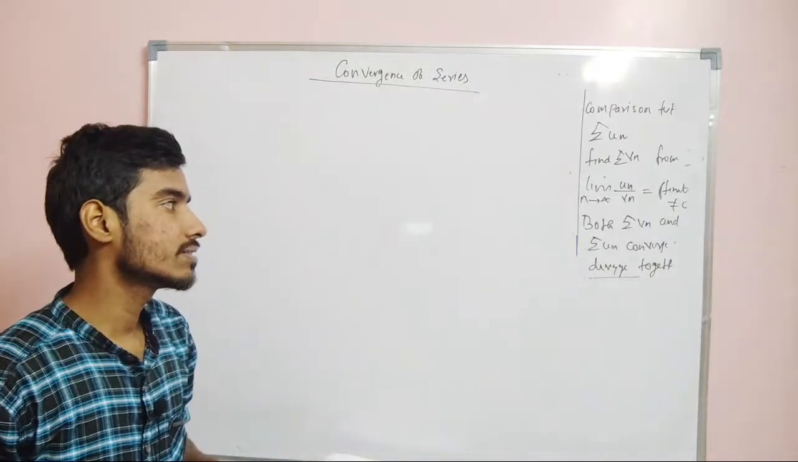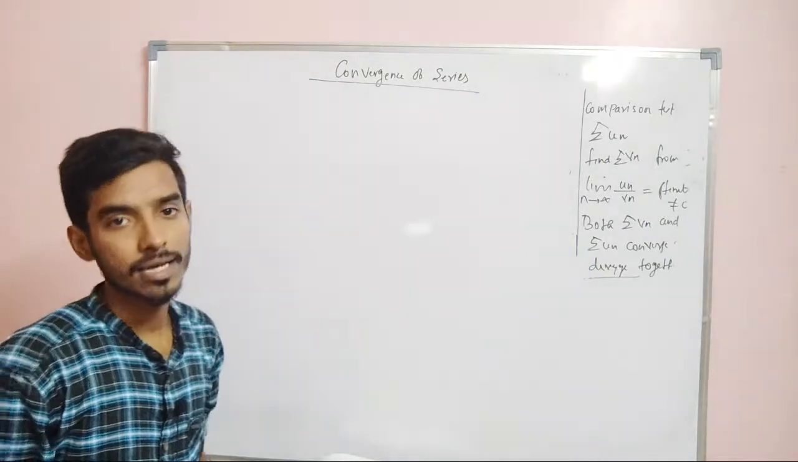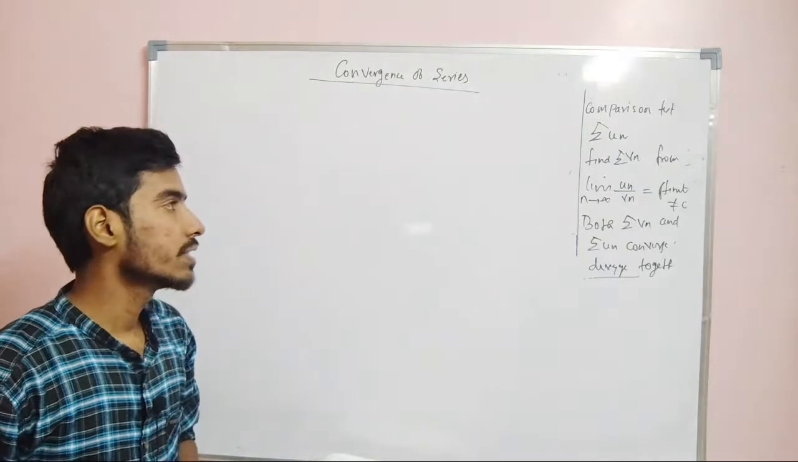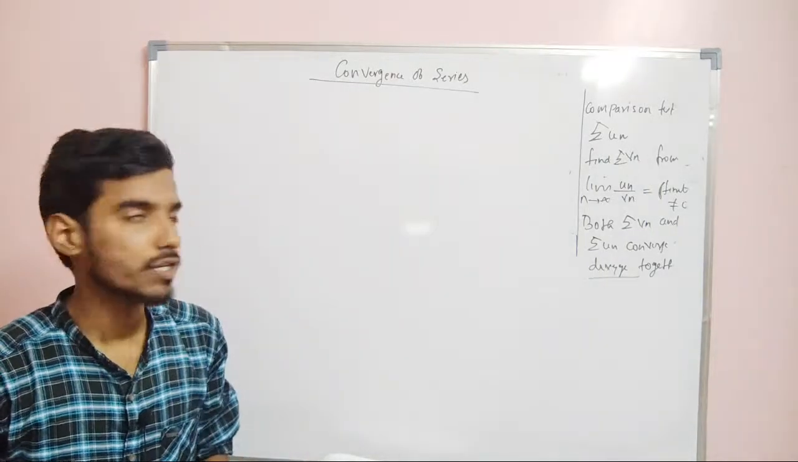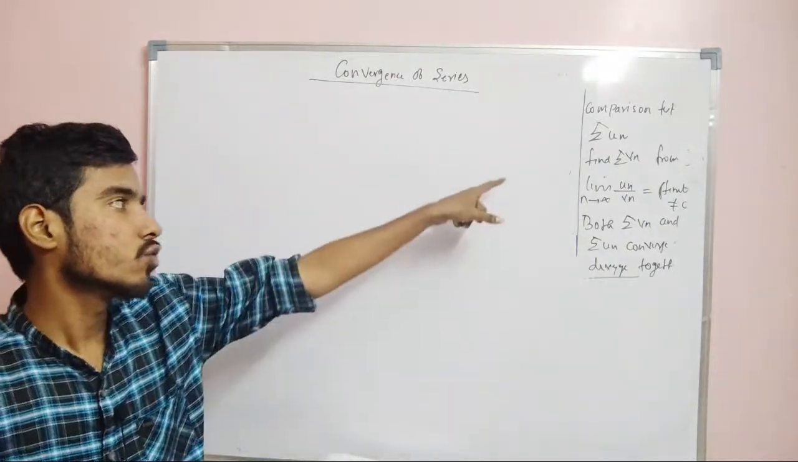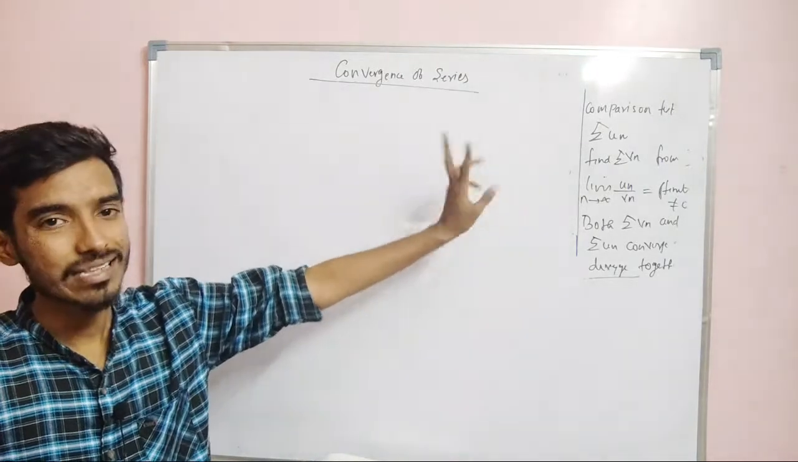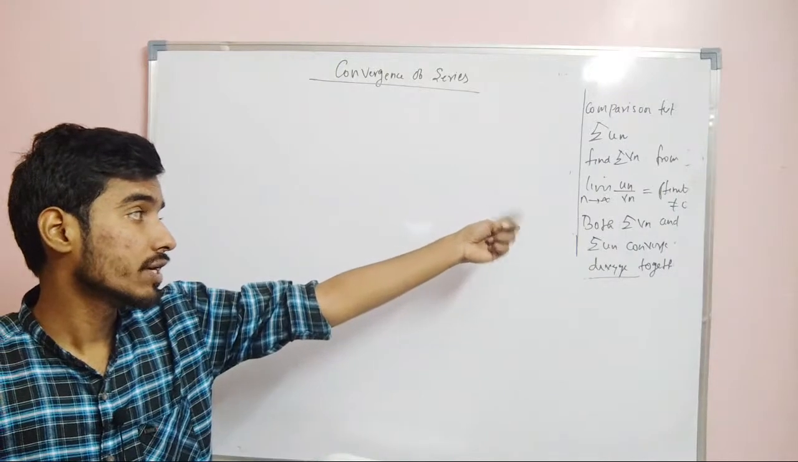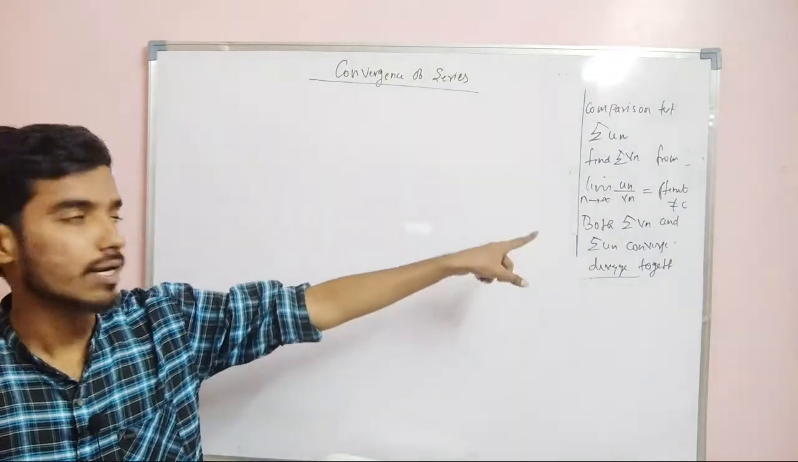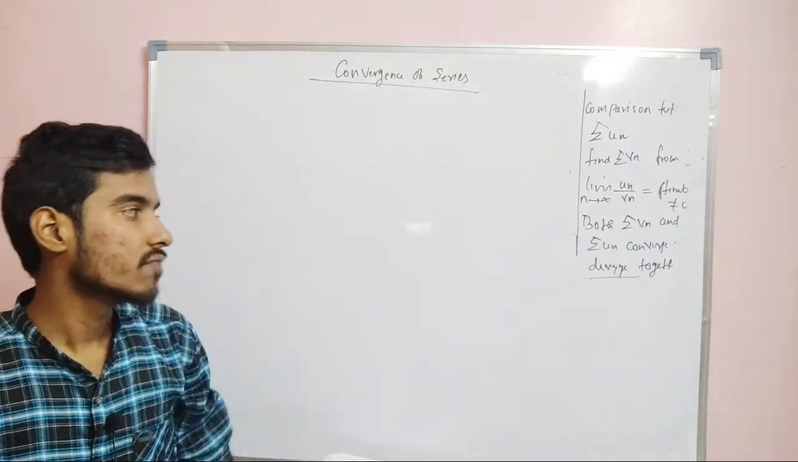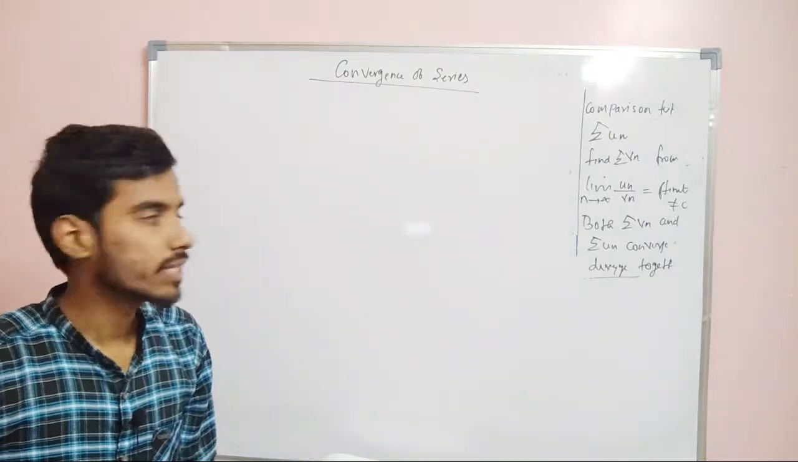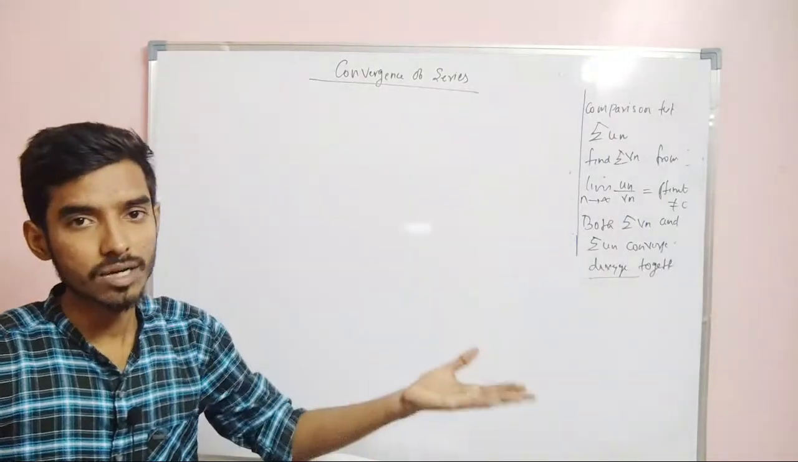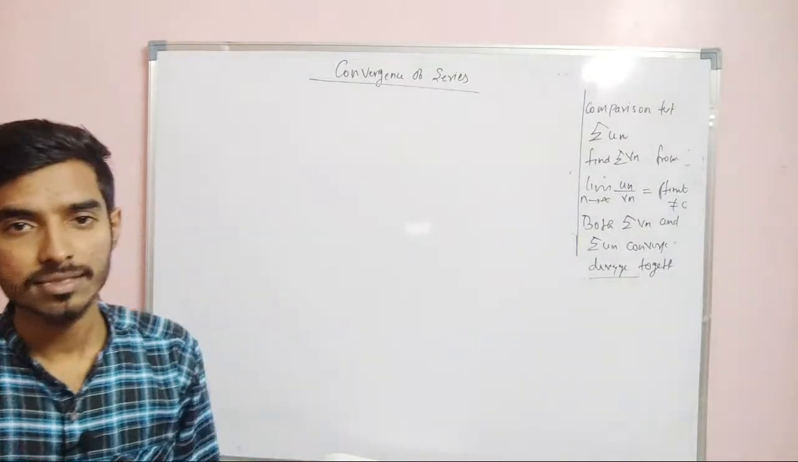In the comparison test, I have given the test statement, and then we solved 14 problems in the previous video. It states that if un is a given series, you find another series vn from un, and you find the limit as n tends to infinity of un by vn. If it is finite and non-zero, then both un and vn converge or diverge together. If one is convergent, the other is also convergent. If one is divergent, the other is also divergent.